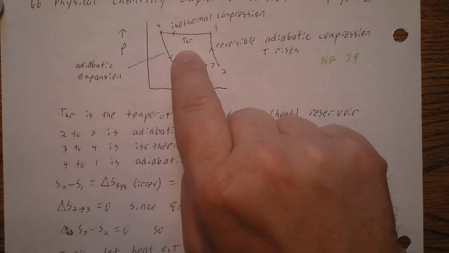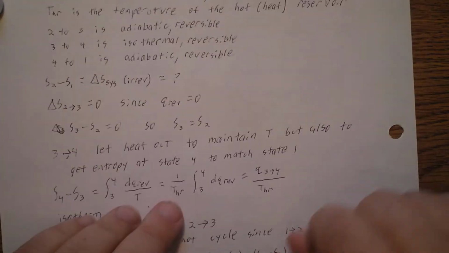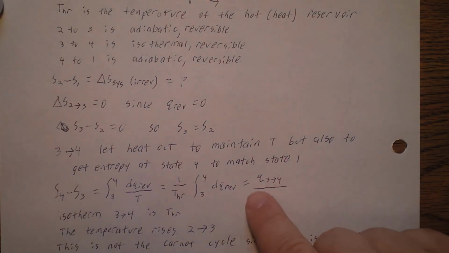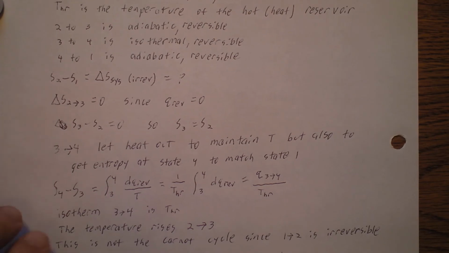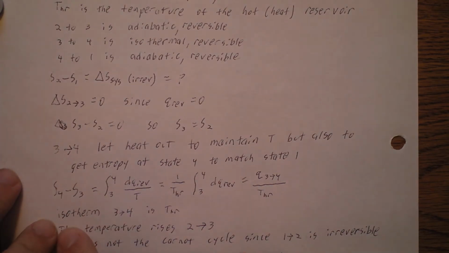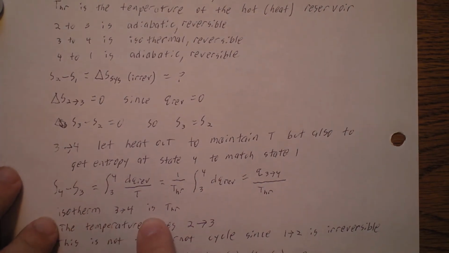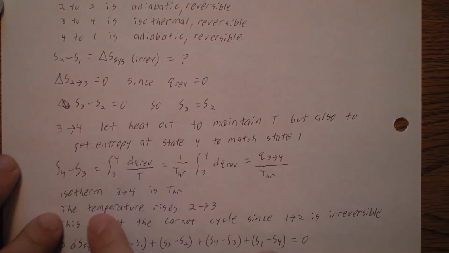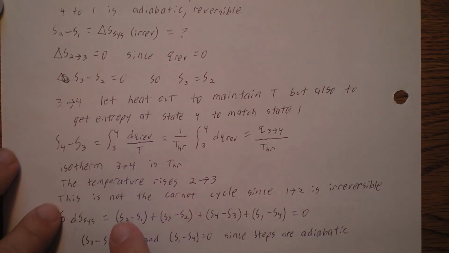I didn't explicitly say that, but we have a hot reservoir up here. Times the integral from state 3 to state 4 of dq reversible, and that's just going to be the heat from step 3 to 4 over the temperature of the hot reservoir. So remember, that's an isotherm going from step 3 to 4 at the temperature of the hot reservoir. From step 2 to 3, the temperature was actually rising because we were compressing the system.